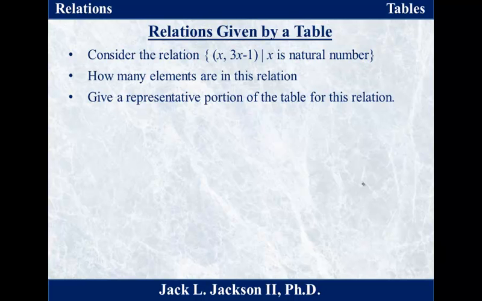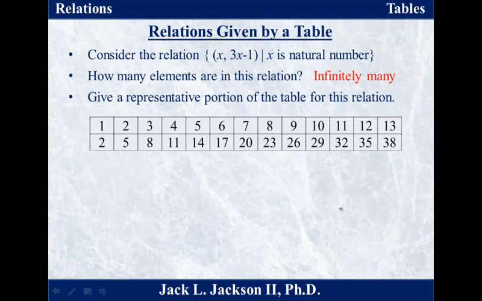Press pause and then do that now. Okay, now that you're back here, the first 13 elements of it, even though there are infinitely many of them. This gives the lowest x's from 1 to 13, natural numbers, and we can see the outputs. How do we find the output? We take 3 times the input minus 1.